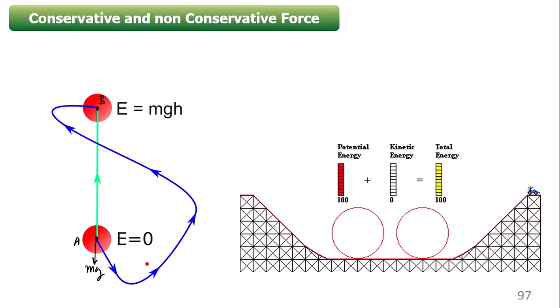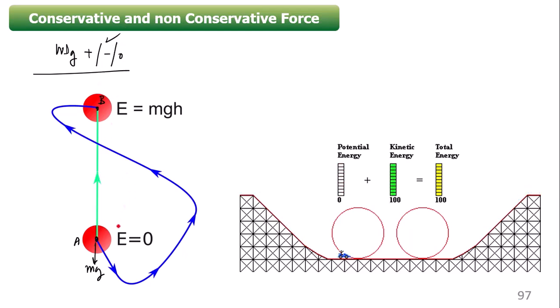So is gravity doing positive or negative work? If I move the particle from A to B, I want to calculate the work done by gravity. Is it positive, negative, or zero? Which one is correct? It is negative work. Why? Because the displacement is going upward, so that will be negative work.